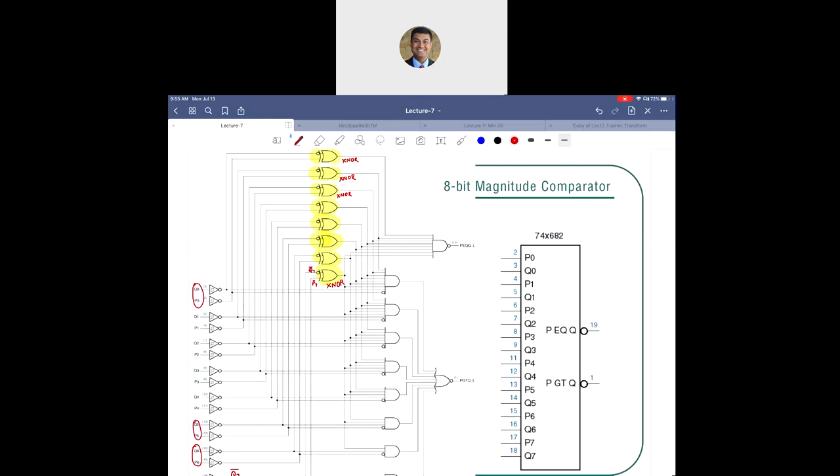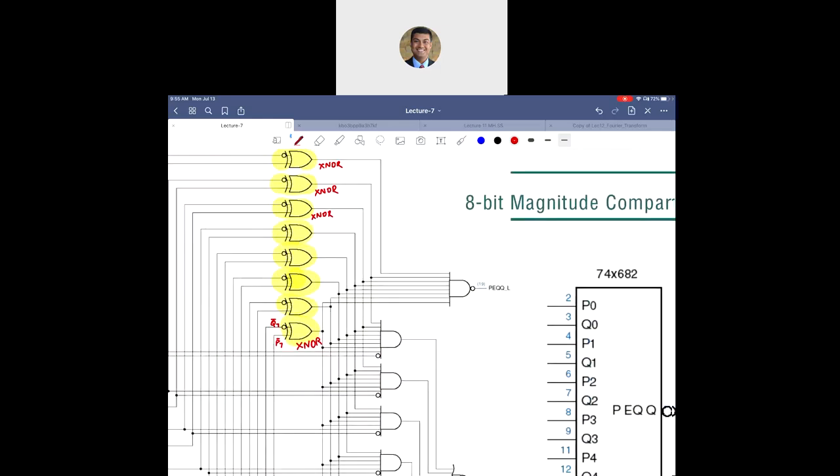So if all of them are true, what do you get? You get 1, 1, 1, 1, 1, 1, 1, all 8 ones here, right? Then you generate a 0 there. Active low output for P equal Q. You guys see that? So it is the same analysis based on exclusive NOR followed by an AND gate. And then that bubble essentially makes the output active low.